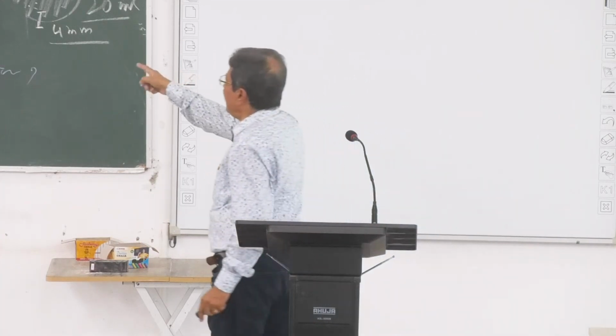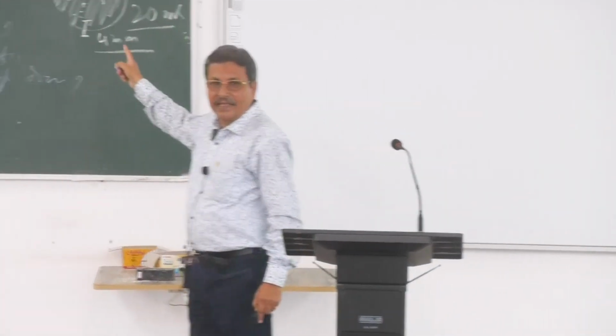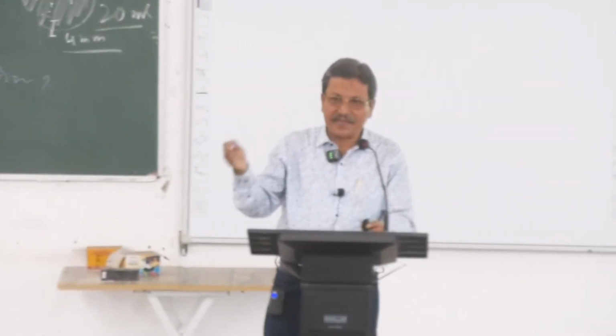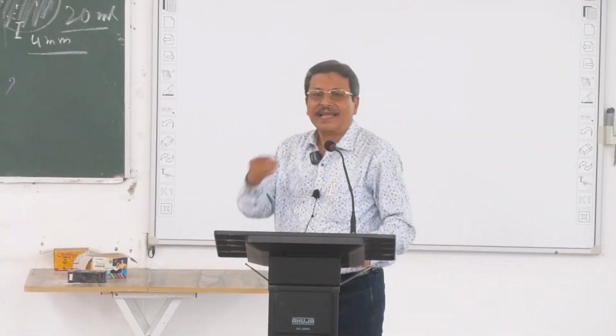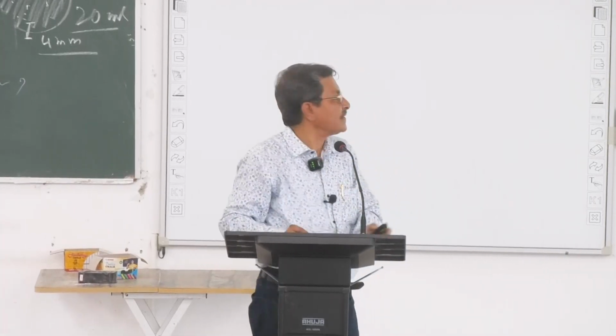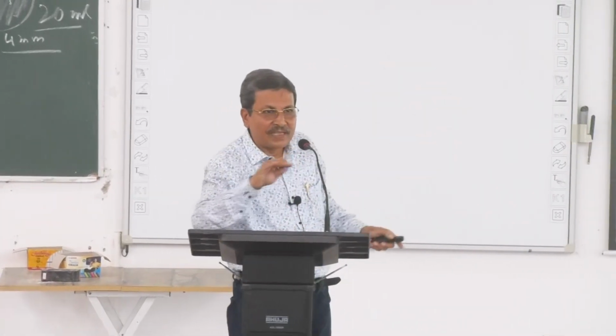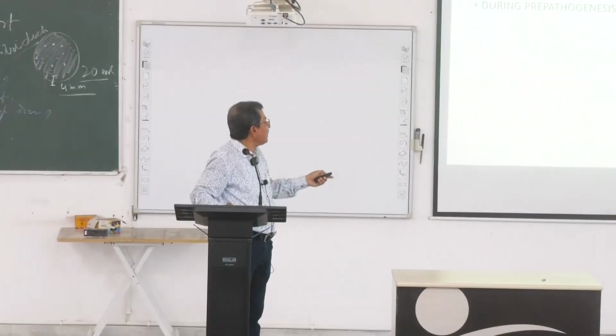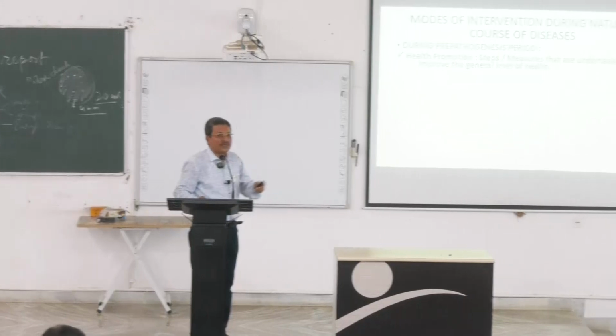So these are the levels of prevention: primary, health promotion and specific protection; secondary, early diagnosis and treatment; and tertiary is disability limitation and rehabilitation. Those you can apply during the natural course of the disease. So during the pre-pathogenesis period, what can you apply? You can apply health promotion.